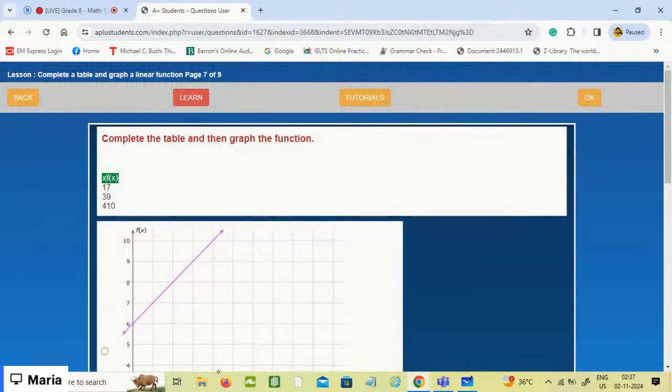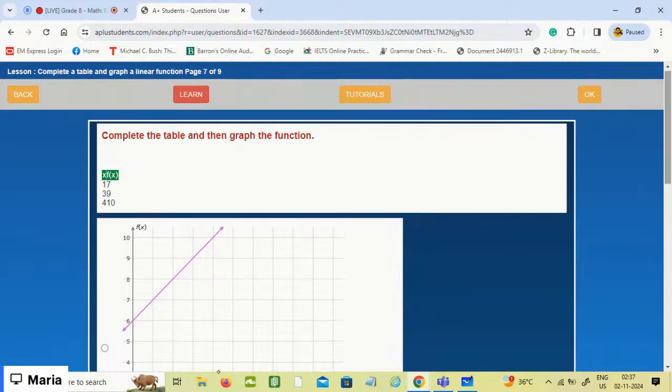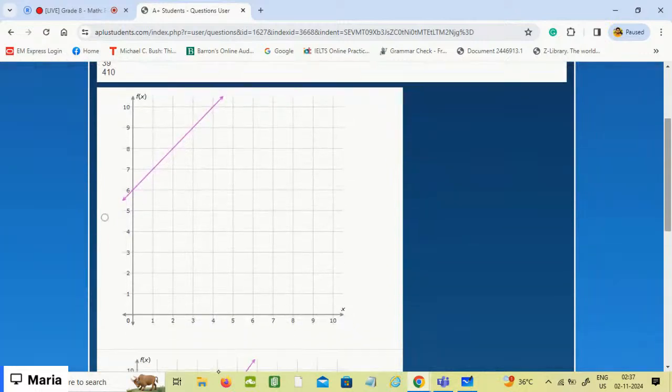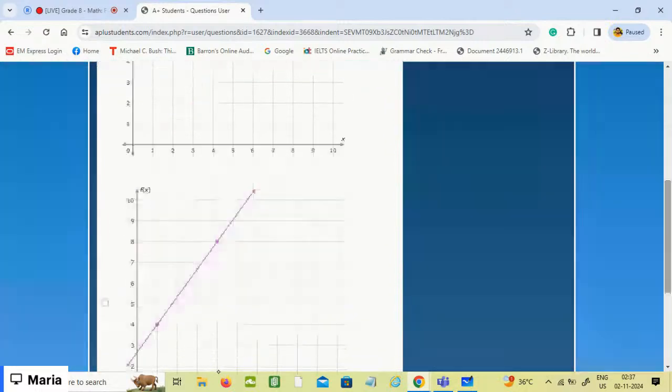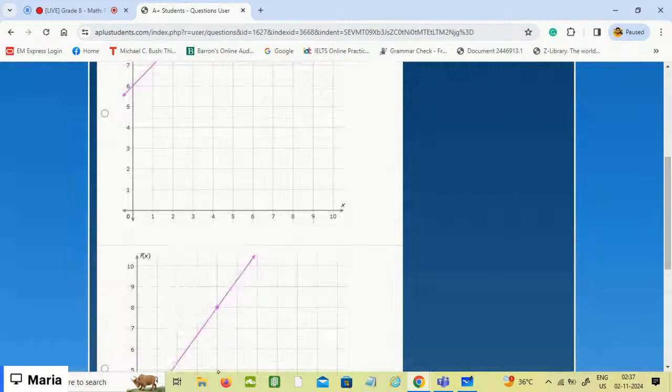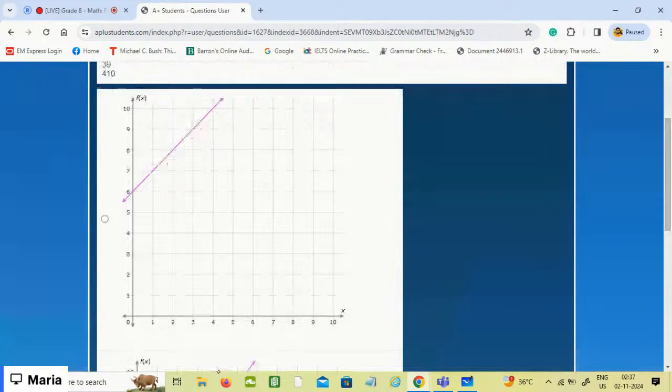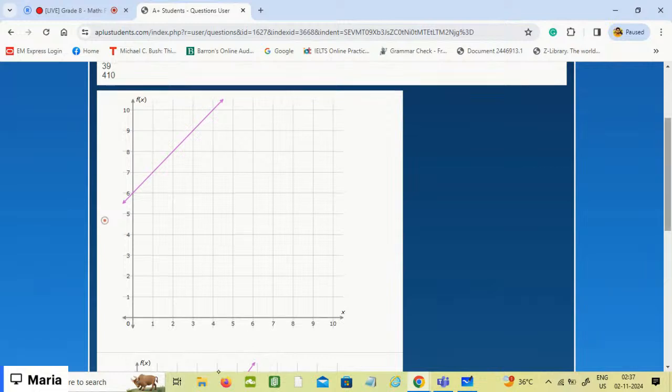Complete the table and then graph the function. 1, 7, 3, 9, and 4, 10. So which is the correct option? Option number 1 is the correct option.